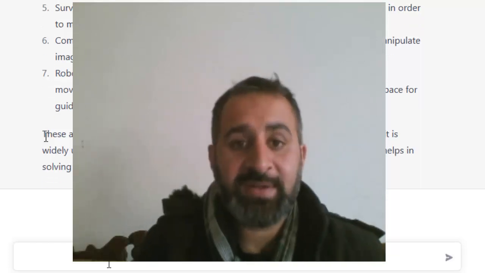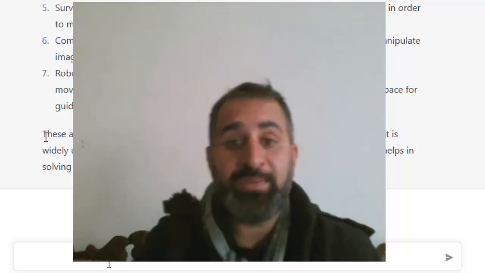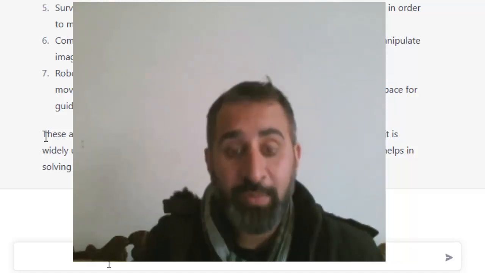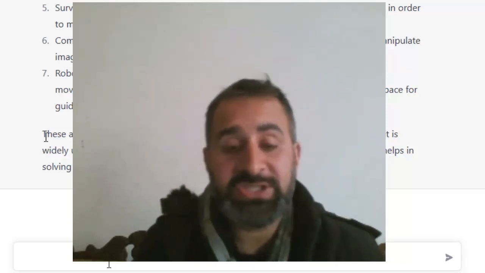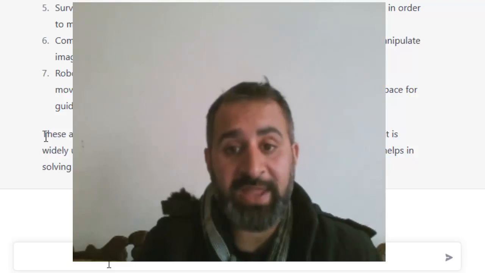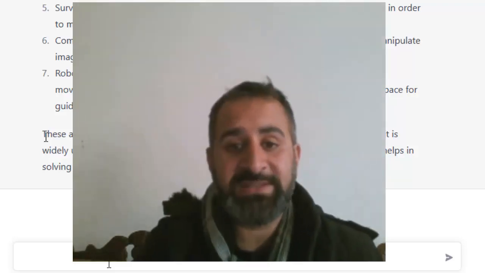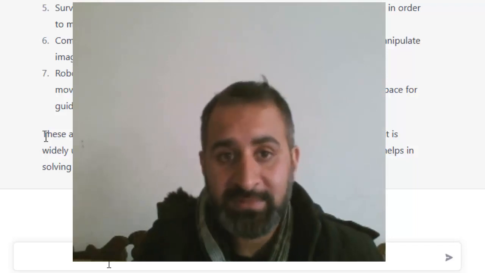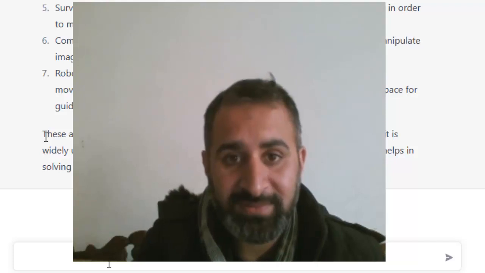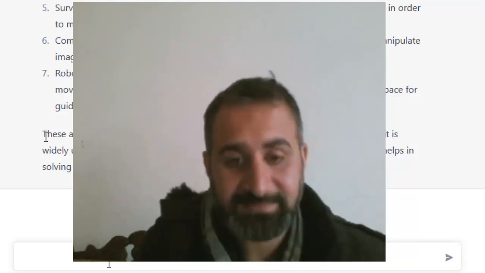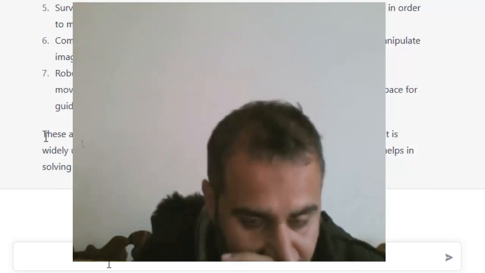Computer graphics: trigonometry is used in computer graphics to create and manipulate images and animation. Robotics and control systems: trigonometry is used to control the position and movement of robotic arms and legs, and to calculate the position of objects in space for guidance and control systems. It's awesome, isn't it? It's too good. Yes, yes. Okay, now let's talk about what else?